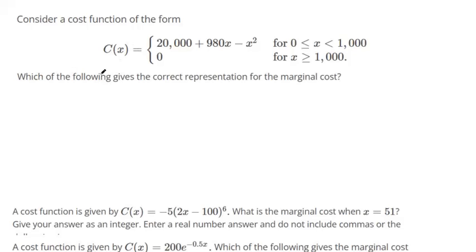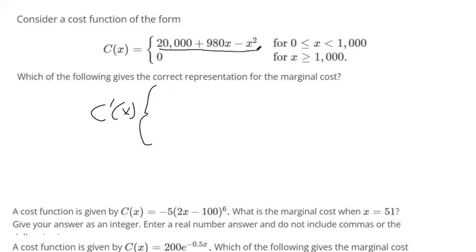We have this cost function. We're supposed to find the representation for the marginal cost. The marginal cost is telling you how much the cost increases for one increase in units produced. So in other words, marginal cost is the derivative. It's usually discrete for this. I don't know if it's just for one or if it's any increase, but either way, the marginal cost is the derivative of the cost function.